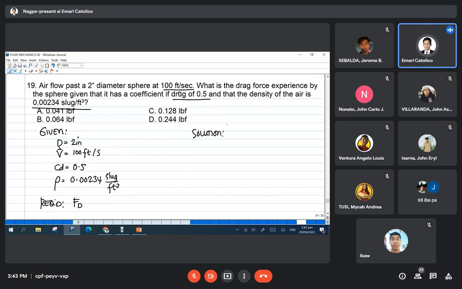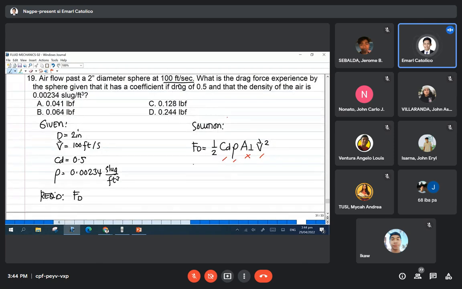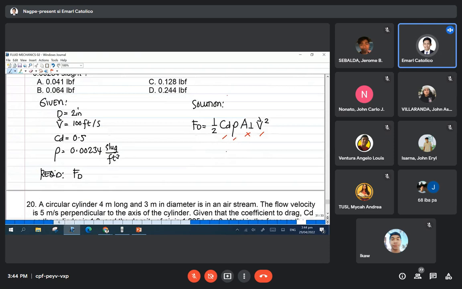Okay. So, solution. Formula ng drag force is 1/2 coefficient of drag times density times area perpendicular times mean velocity squared. CD meron naman, density given din, velocity given, kulang mo na lang is yung area. So i-drawing natin yung sphere para ma-determine natin kung ano yung area na perpendicular doon sa flow of air natin. So let's say ito yung sphere natin. Okay.